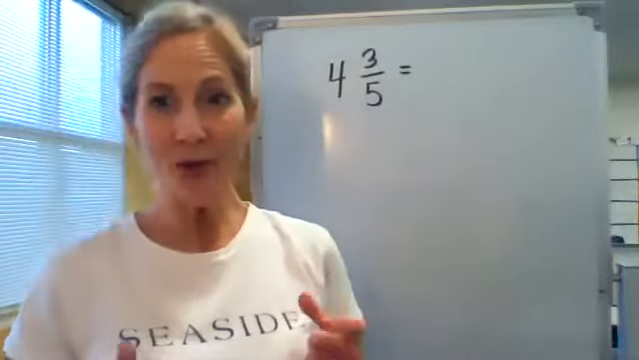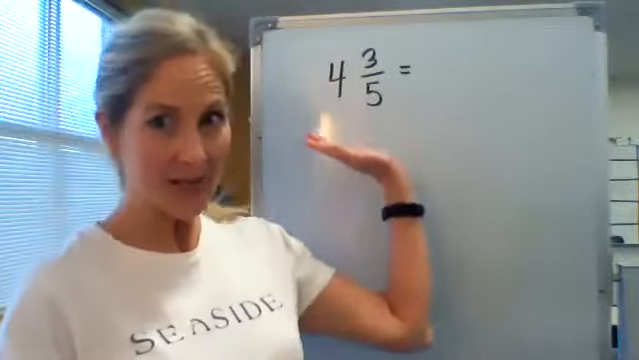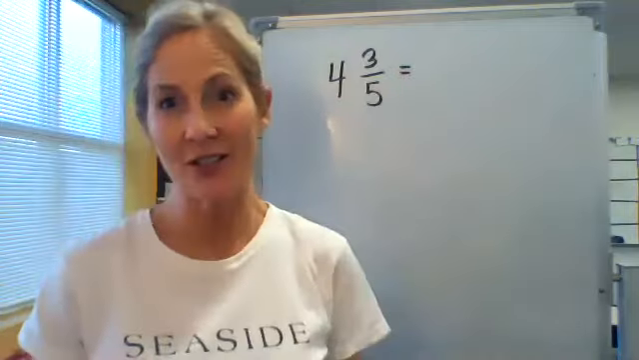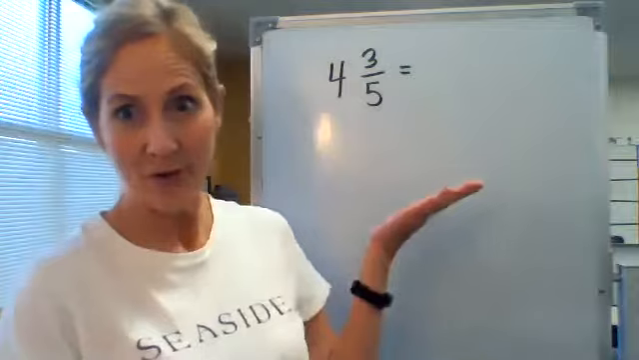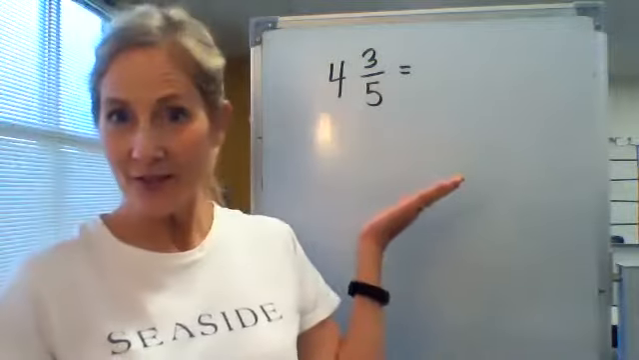Okay, friends, here we are. We're going to be converting from a mixed number to an improper fraction. Same as always. First of all, what are we going to do? Read the fraction. 4 3/5.